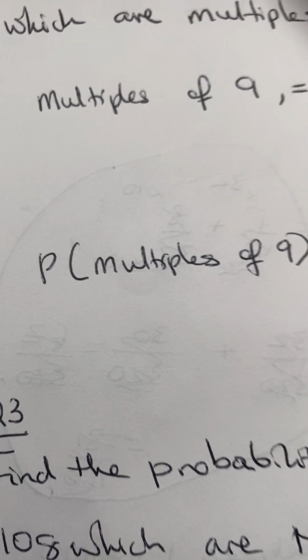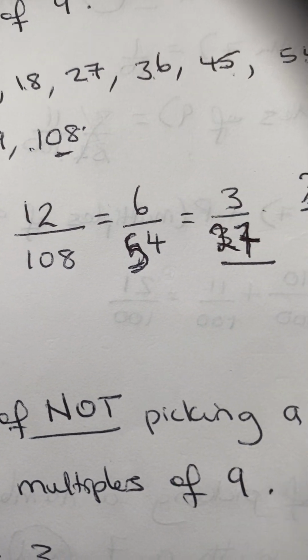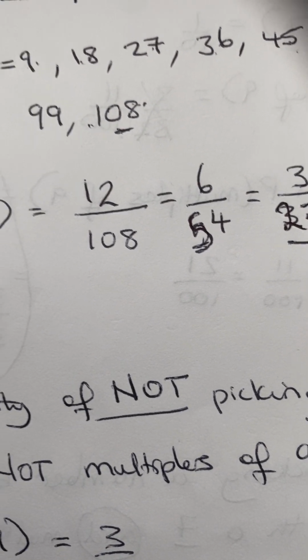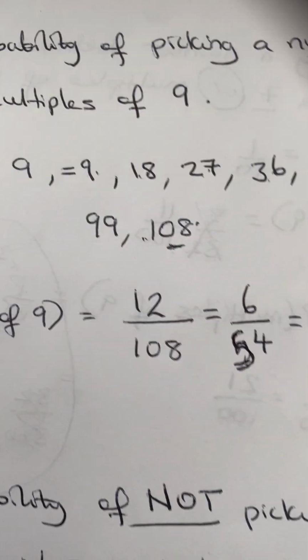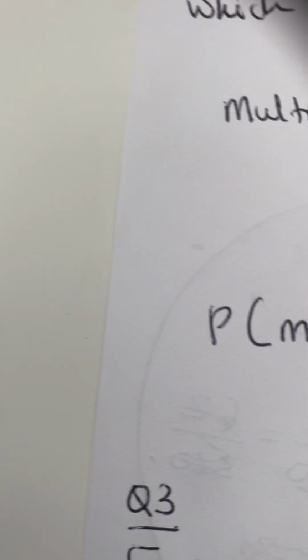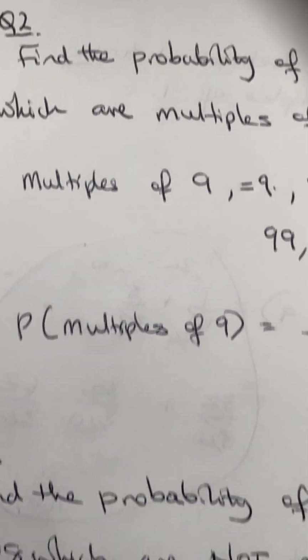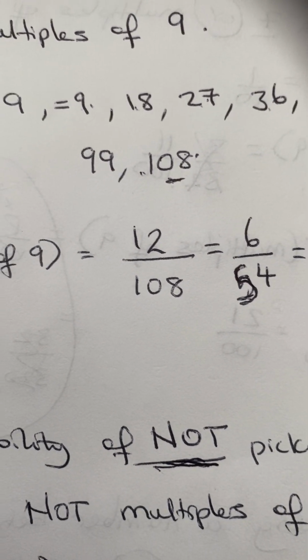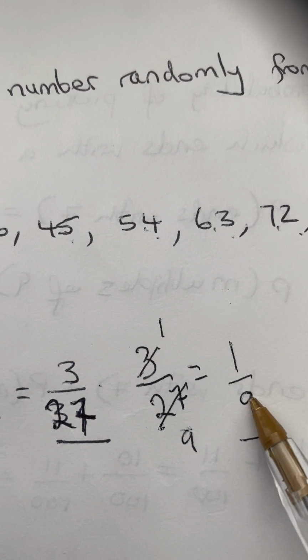Okay, the third question is find the probability of not picking a number between 1 and 108 which are not multiples of 9. So we just did the probability of numbers between 1 and 108 which are multiples of 9. Now they are asking you not picking a number between 1 and 108. So that would be 1 minus 1 over 9.